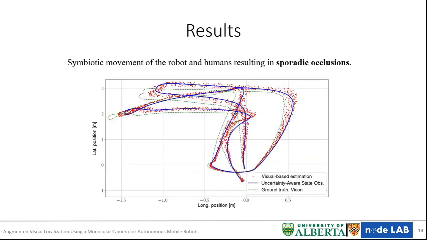In the third result that I'm showing you here, we have sporadic occlusions with the human agents that we have in the environment. Even if you have an office or a warehouse where robots and humans are working symbiotically alongside each other, it doesn't matter if you have occlusions in short amounts of time, but often. In that case, our algorithm is also robust to these kinds of sporadic occlusions.